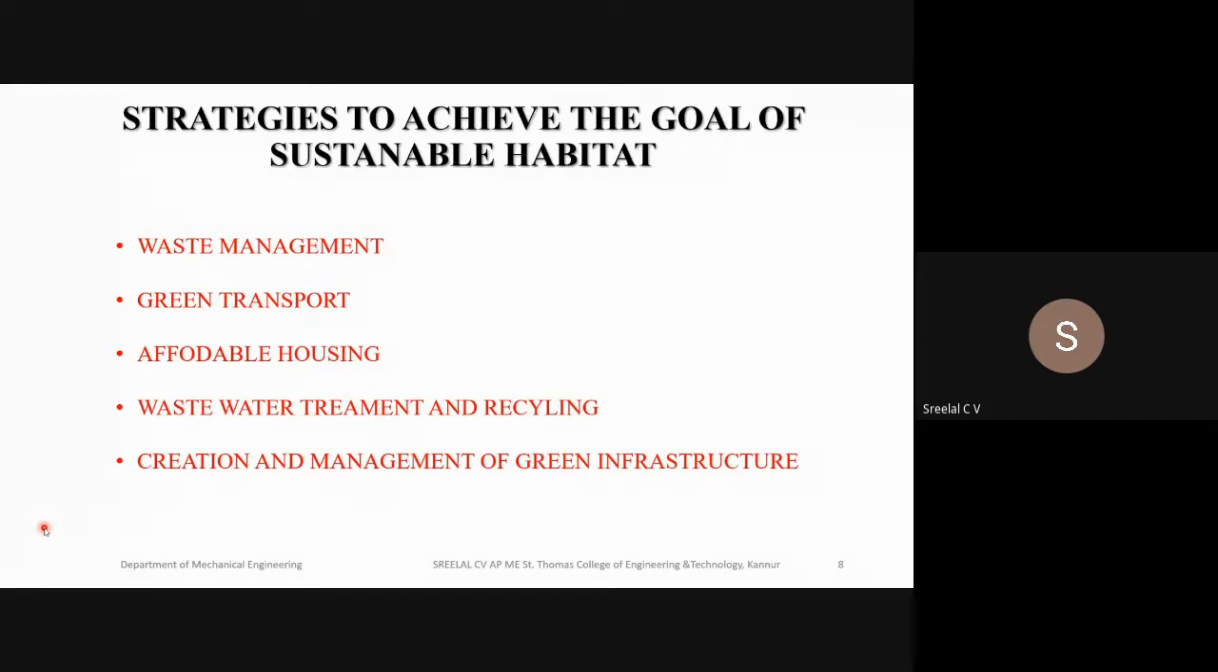Okay, next one was the green transport. We will be discussing this in the upcoming slides, but you already know about green transport, how we can add public transportation, solar vehicles or electric vehicles and everything. Then affordable housing. That means we have to provide all these things: waste management must be there, proper water treatment must be there, everything must be there.